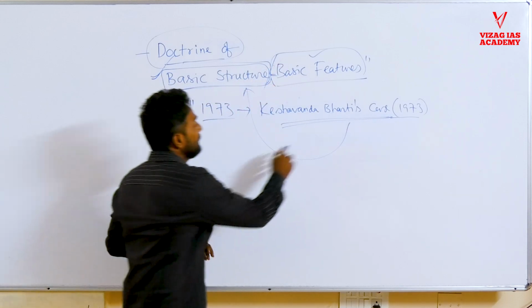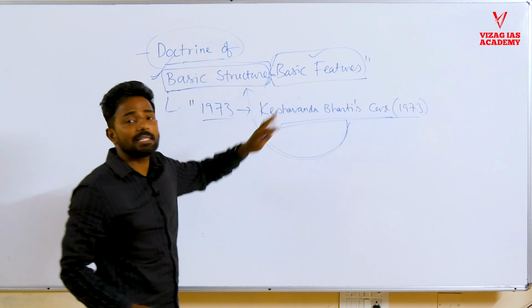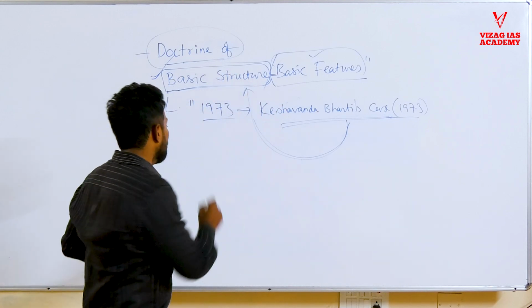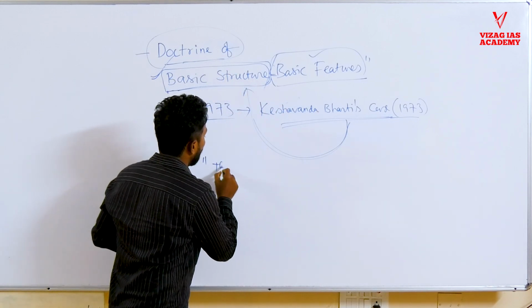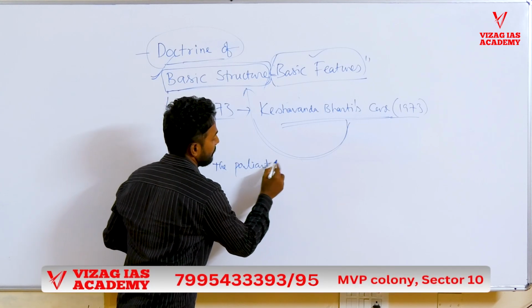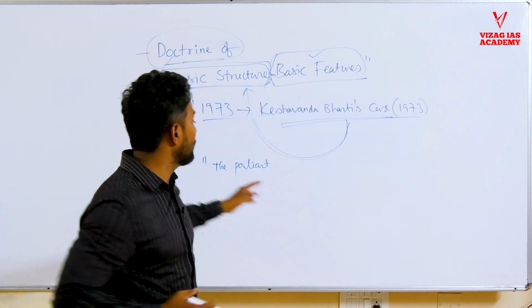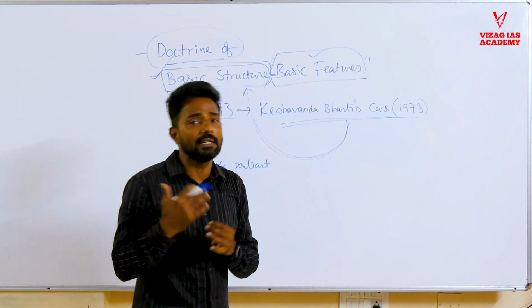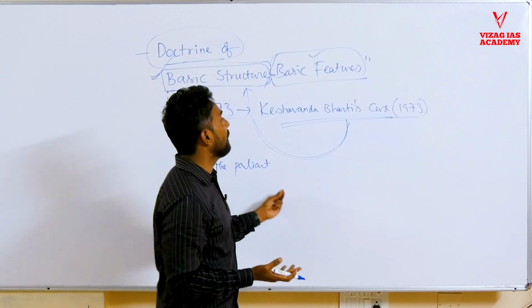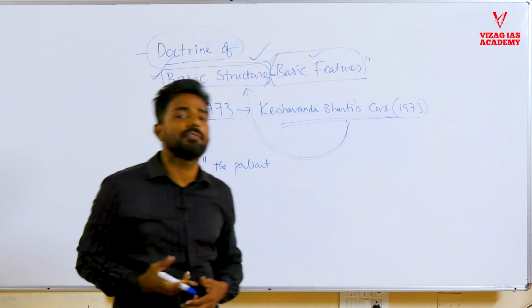In this particular case, while defining the basic structure, the Supreme Court stated that the Parliament of India has the power to amend anything in the constitution, including fundamental rights, but without affecting or disturbing the basic structure or basic features.